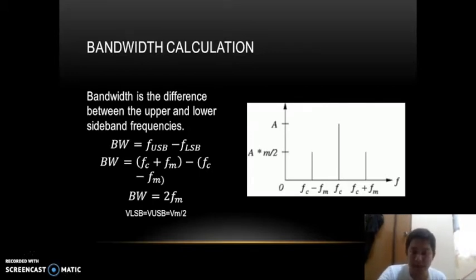And the voltages at the lower sideband and the upper sideband are always equivalent to half of the maximum voltage, or the voltage during the carrier frequency.